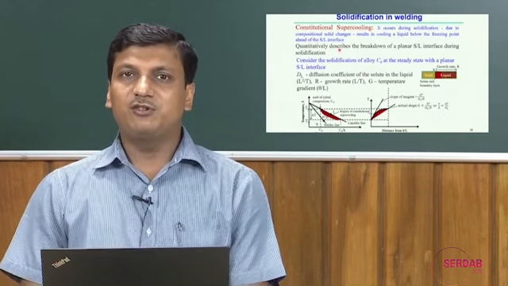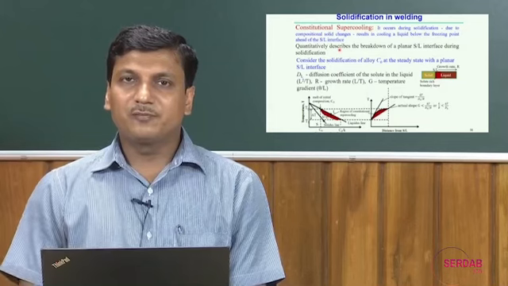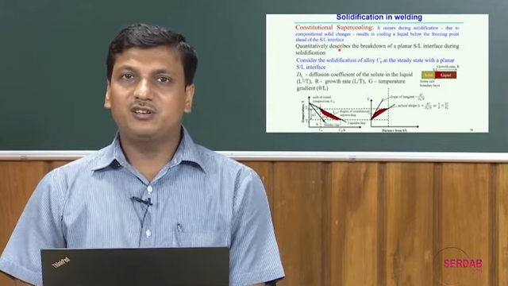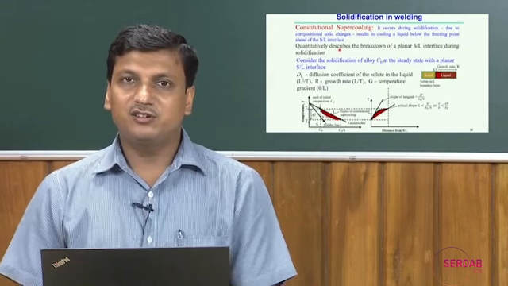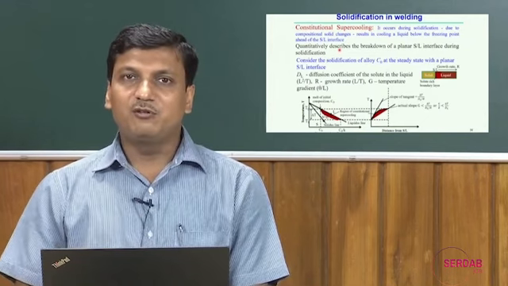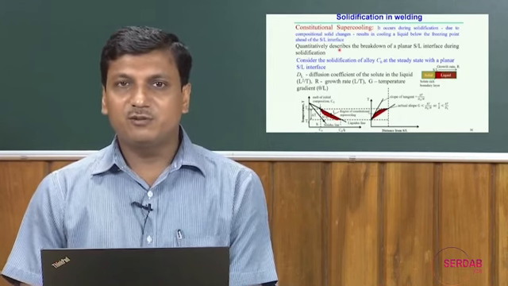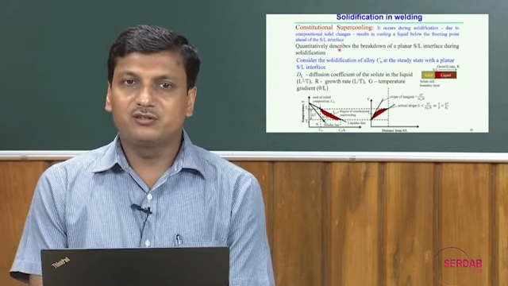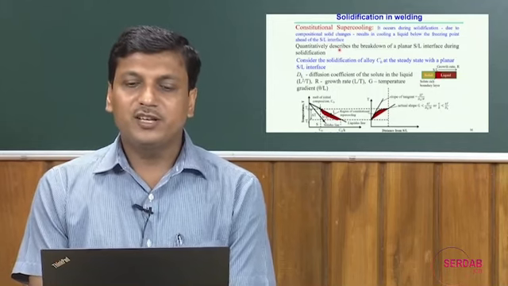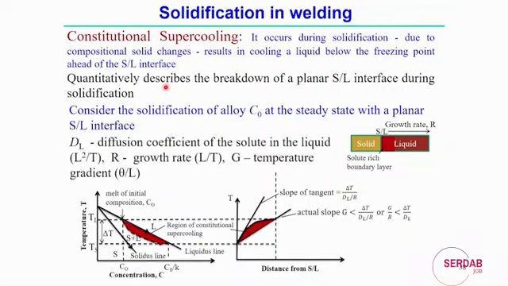Normally, the amount of supercooling mainly promotes homogeneous nucleation. Homogeneous nucleation in the solidification process is mainly driven by the amount of supercooling, which is entirely different from the heterogeneous nucleation mechanism. But constitutional supercooling can be defined in such a way that it occurs during solidification due to compositional solute changes, which finally result in liquid metal below the freezing point temperature, and that exists ahead of the solid liquid interface.